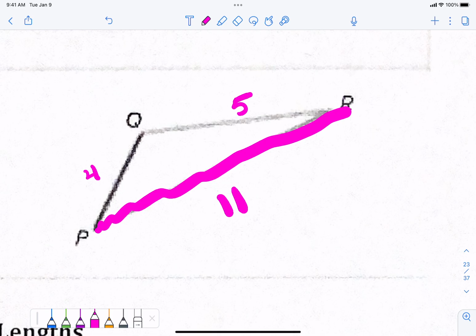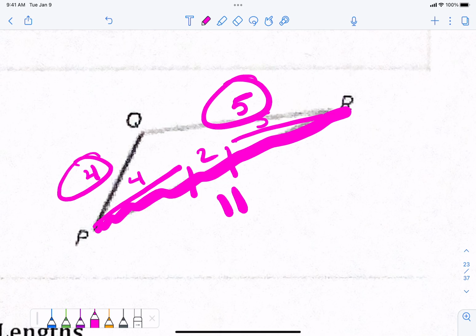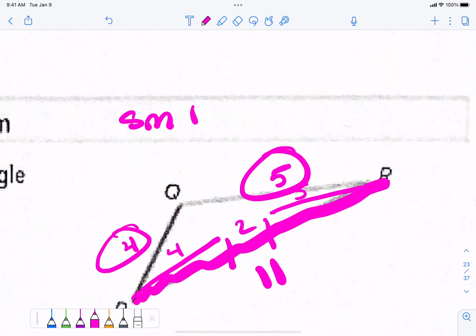If we try to say 4 and 5, just like I said, even if I would lay those really super flat, 4 plus 5 together is only going to make 9 units. So I'm going to have like a 2-inch gap in between here, right? So when you add the small side plus the small side, it has to be bigger than the biggest side. Has to be bigger than the biggest side.